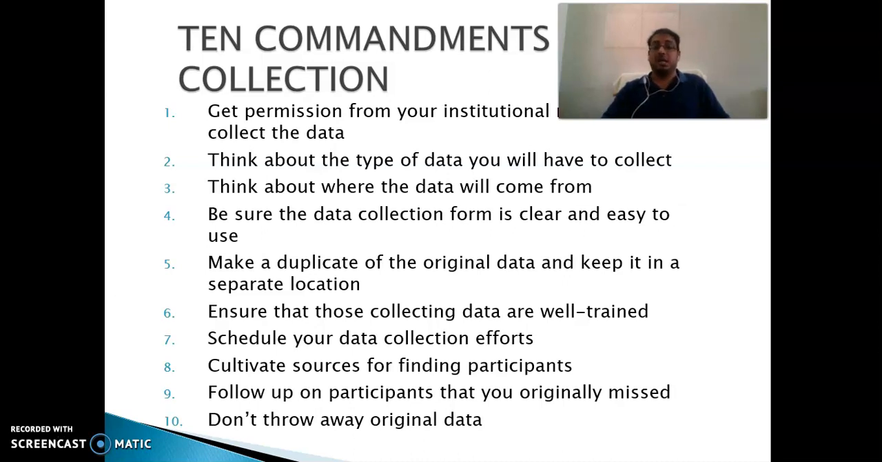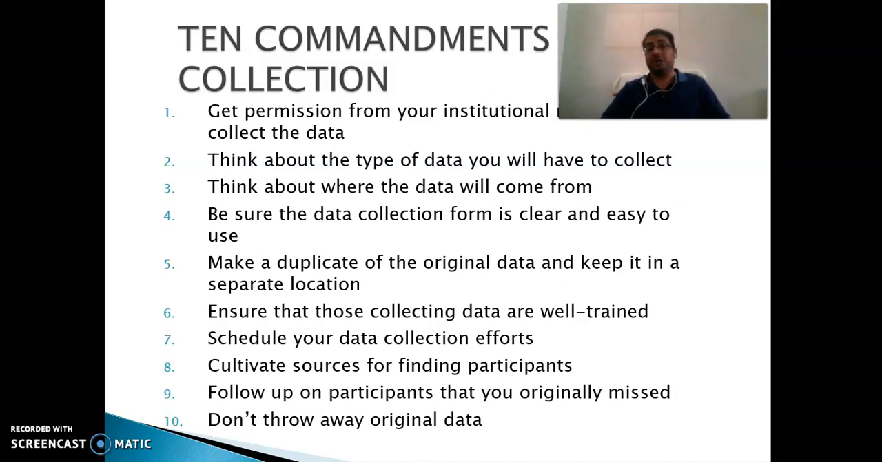The second commandment, think about the type of data you have to collect. What type of data you are going to collect, you have to think first. After collecting data, you cannot think about what type of data you have collected. Before collecting, you have to think about the type of data that you are going to collect.